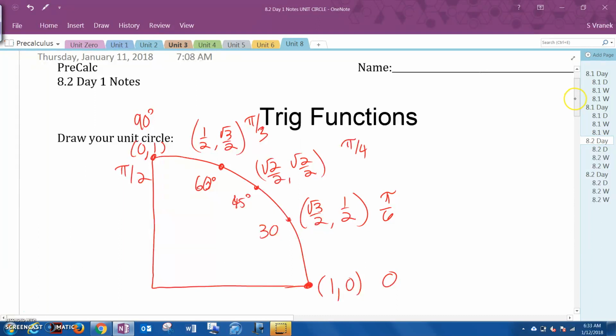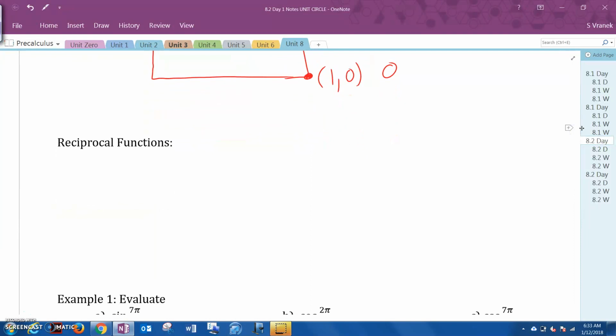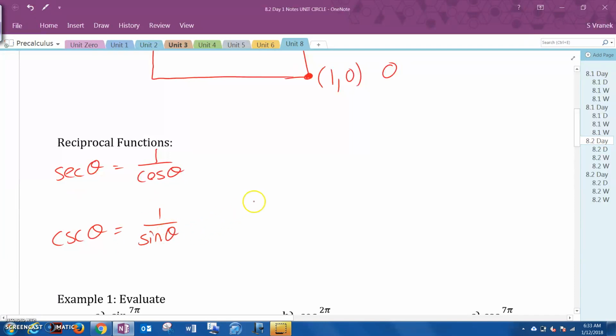So again, you should have paused and written this down. I'm going to move on. Reciprocal functions. If you remember, we had 3 other functions we talked about. We had secant, which is just flipping or 1 over cosine. It's the reciprocal of cosine. We had cosecant, which is just the reciprocal of sine. And then, of course, we had cotangent, which is just the reciprocal of tangent.